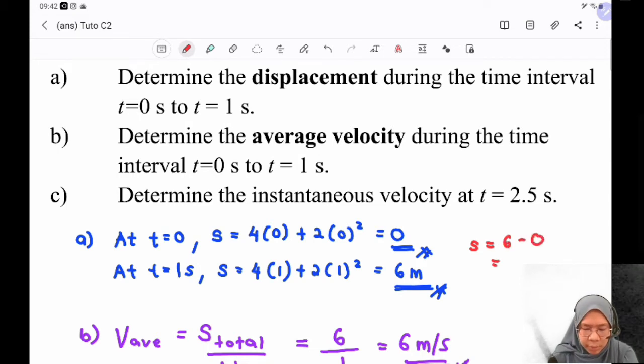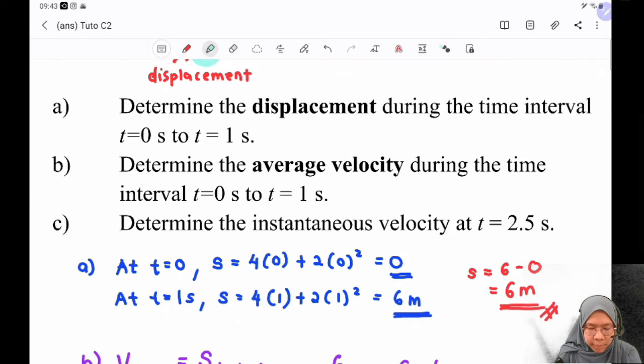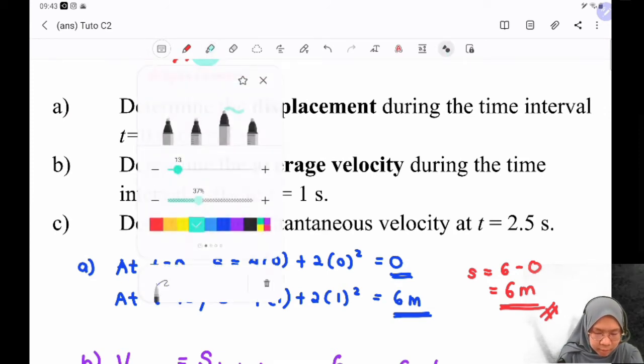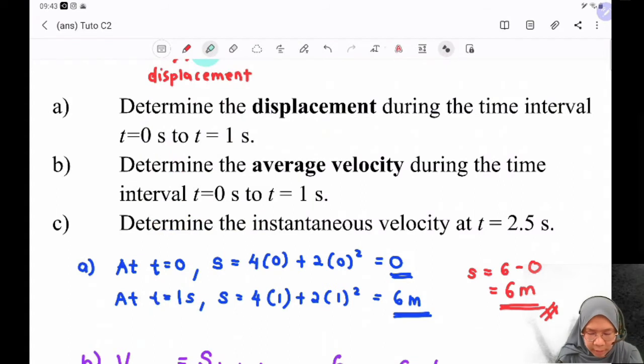Right, so ni awak kena tunjuklah jalan kerja dia. Yang ni ketika awak substitute, ini belum lagi jawapan akhir lah. Jawapan akhir dia bila awak tunjuk 6 tolak kosong sama dengan 6 meter. Then we go to B. B is to determine the average velocity during the time interval T kosong sama dengan 2T1.